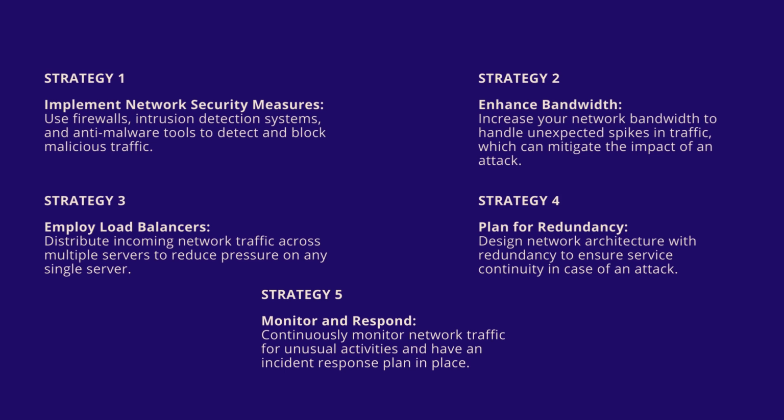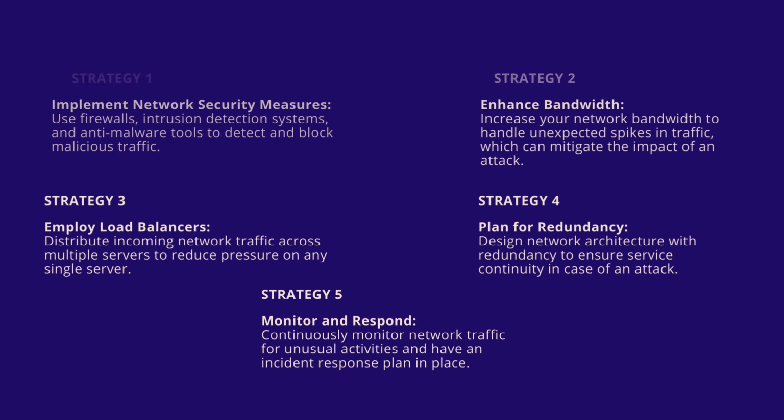Distribute incoming network traffic across multiple servers to reduce pressure on any single server. Strategy 4, plan for redundancy. Design network architecture with redundancy to ensure service continuity in case of any attack. Strategy 5, monitor and respond. Continuously monitor network traffic for unusual activities and have an incident response plan in place just in case an attack occurs.